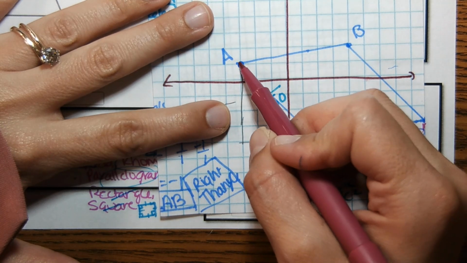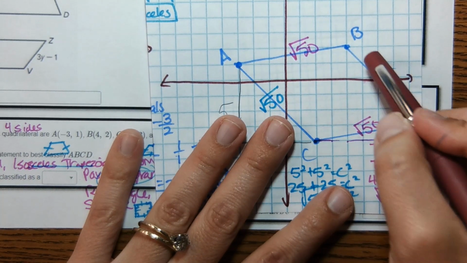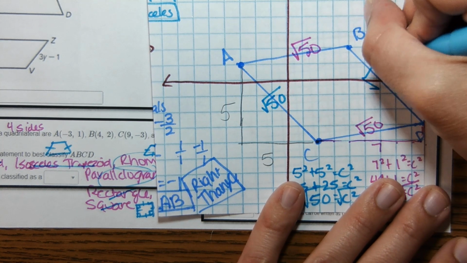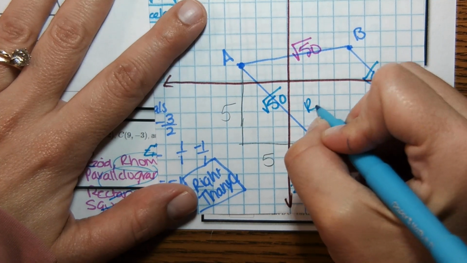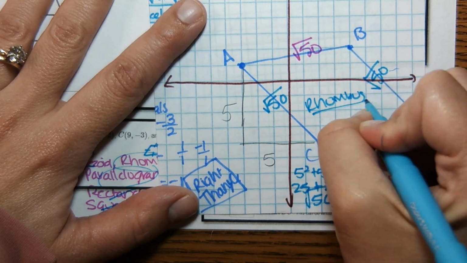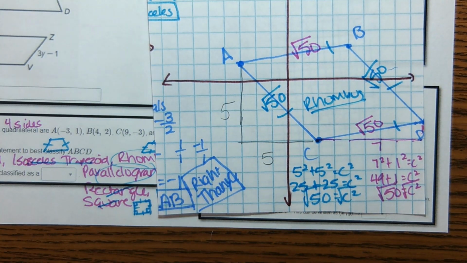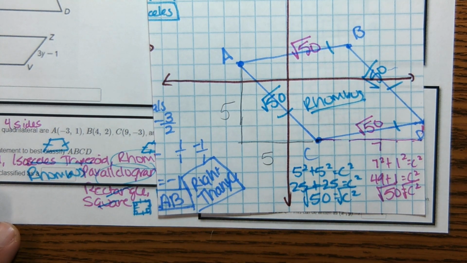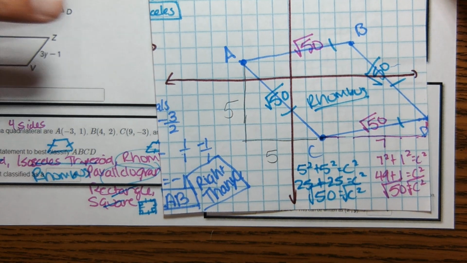So if you were to count this out, it's 1 by 7, which would solve to this. And if you were to count this out, it's 5 by 5, which would give you square root of 50 here. So all the sides are the same length, so therefore it is a rhombus. Rhombus. Okay, those are the two longest ones, and the rest go really fast. I did the longest ones first.